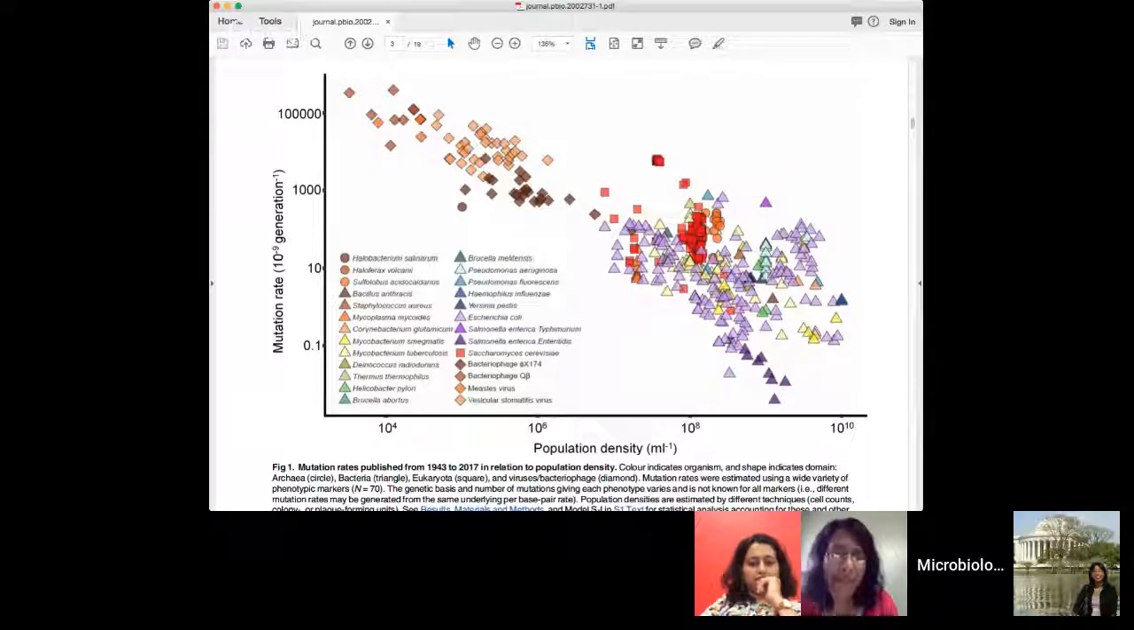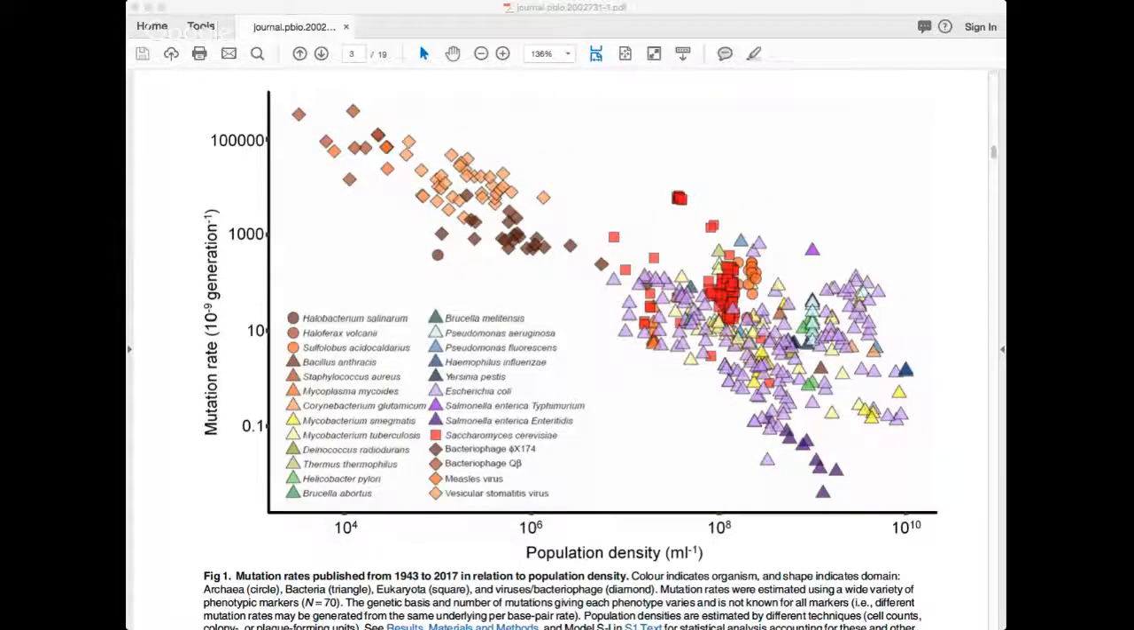Okay, perfect. So what they are showing is basically a figure that compiled data from multiple studies. On the x-axis they've got their estimation of the final population density, so it's units per milliliter. If you've got viruses, I think you're probably talking about plaque-forming units. If you've got bacteria, I think you're probably talking about colony-forming units. And then along the y-axis, you've got mutation rate, and then it's per generation.